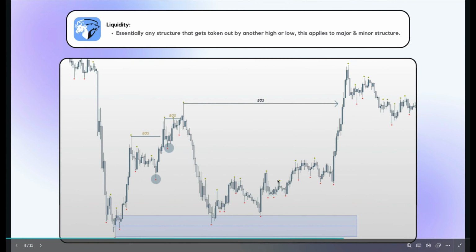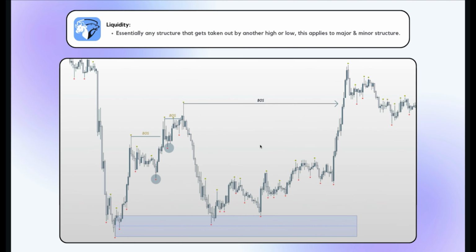Now, I didn't want to leave you guys in the dark completely when it comes to liquidity. So liquidity is essentially any structure that gets taken out by another high or low. This applies to major and minor structure as well. So here are the fractal highs that I was talking to you guys about, the more internal highs that you'll see. Liquidity will usually be here or here, depending on the type of structure that you're looking at. So if you're in a bullish structure, liquidity is typically down here, right? But if you're in a bearish set of structure, then liquidity would be like this right here, right? These little areas would be considered liquidity. And liquidity can be used as fuel for the market.